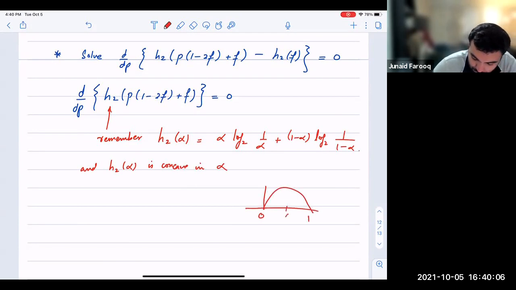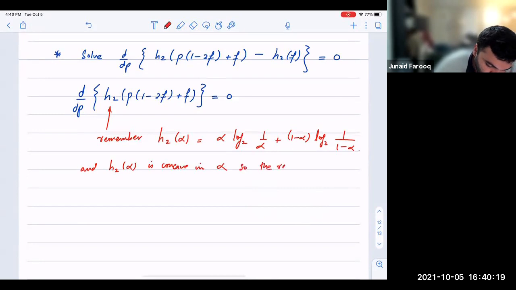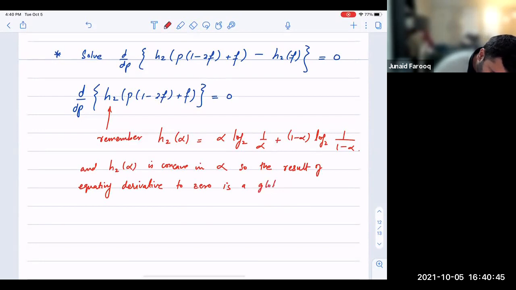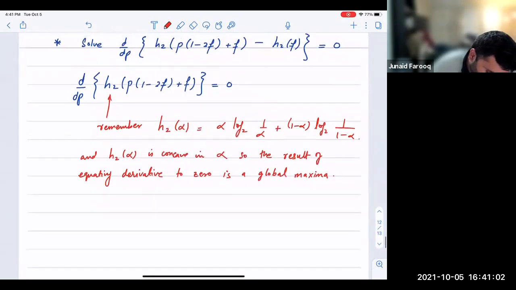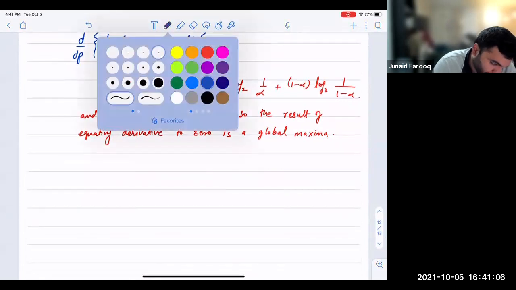And it's maximum at half. We've seen this function before. So it's concave in alpha, and so the result equating the derivative to 0 is a maximum, or it's a global maximum, right? Okay, very good. So our job is simply to differentiate this and then figure out what the maximum P is, or what's the P that maximizes this. So let's try to do it.